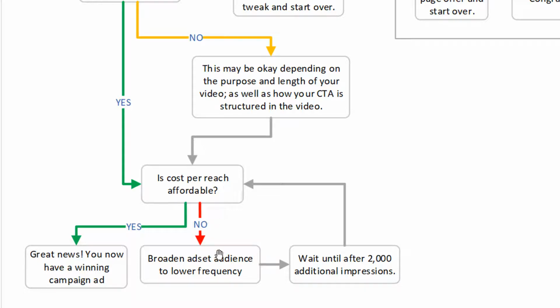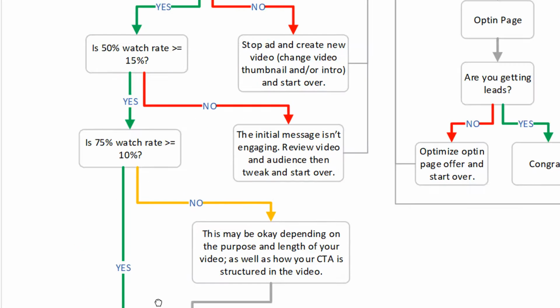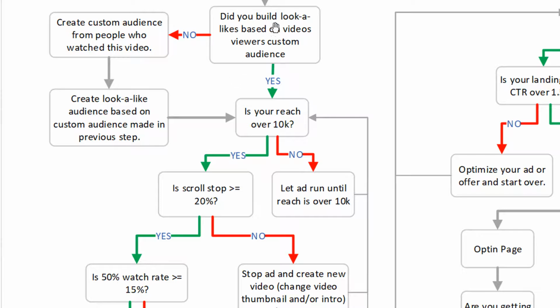If the answer is no, then broaden your ad set audience within your Facebook to lower the frequency and wait until 2,000 additional impressions, and then check the results of those new changes you made. By broadening your audience, let's see if your cost per reach went down a little bit. And if it did, great news, you now have a winning campaign ad of a video view. And not only do you have a winning campaign ad, but remember, you now have all these new audiences. See what it says? Create custom audience and create lookalike audience.